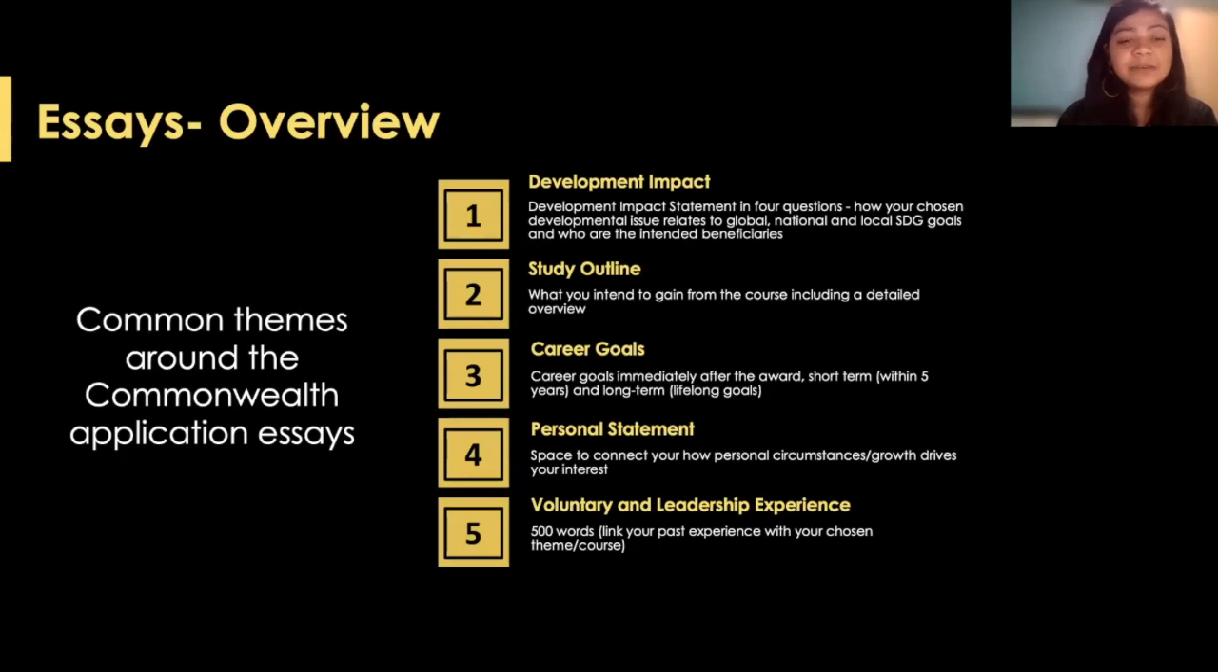Your personal statement is really important in the sense that it allows you to talk about your personal life. Where are you coming from? What really drives and motivates your interest? I think it is important to take your personal statement as seriously as the other aspects. Then the section on voluntary and leadership experience gives you a chance to talk about the work you've already done in the area, and the leadership initiatives you might have taken while pursuing your study at the undergraduate level, master's level, or in life in general. So let's deep dive into these.